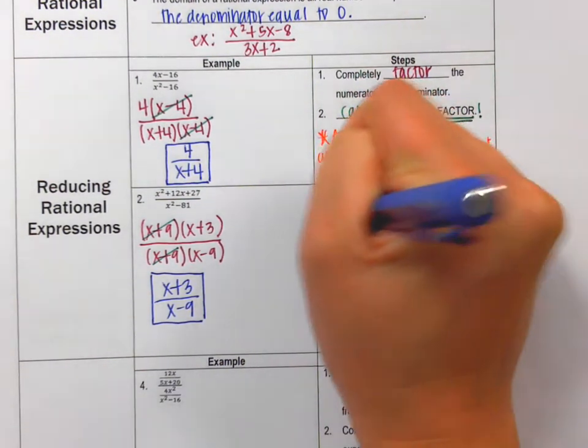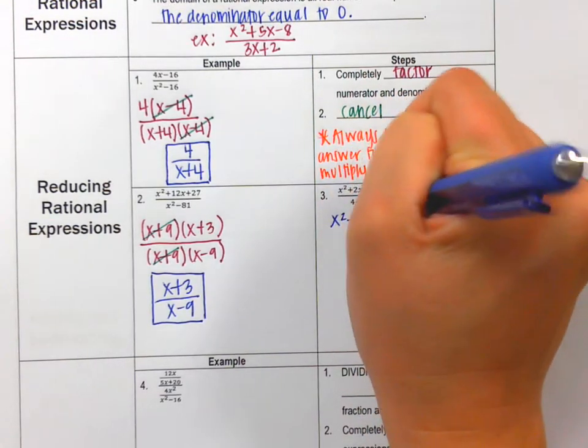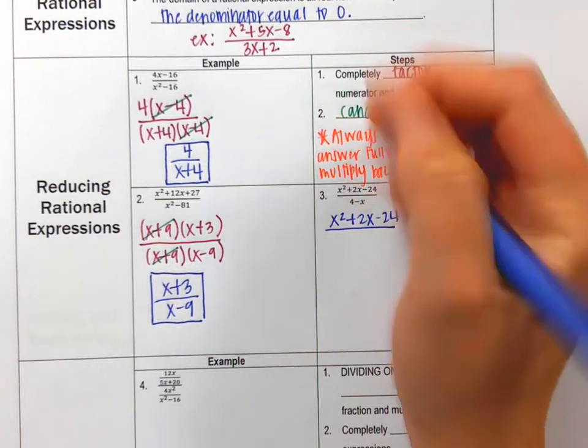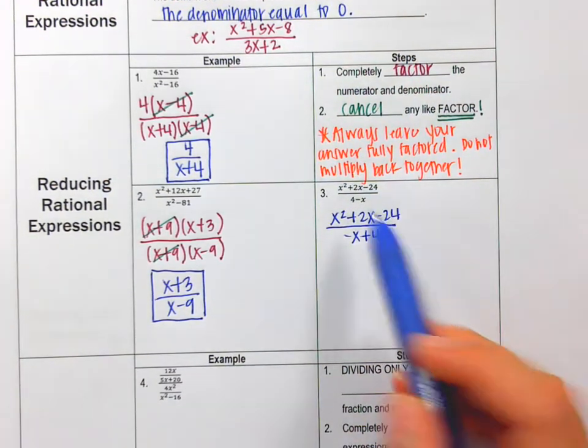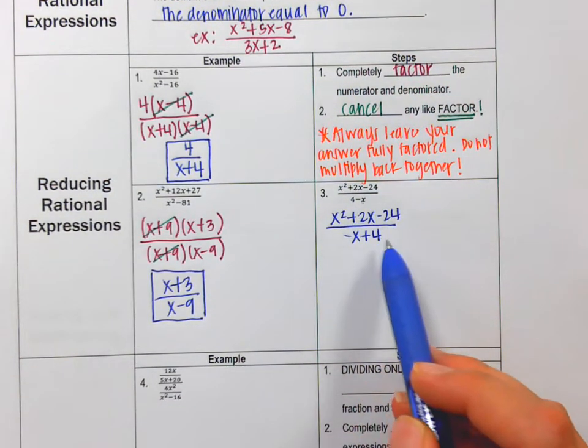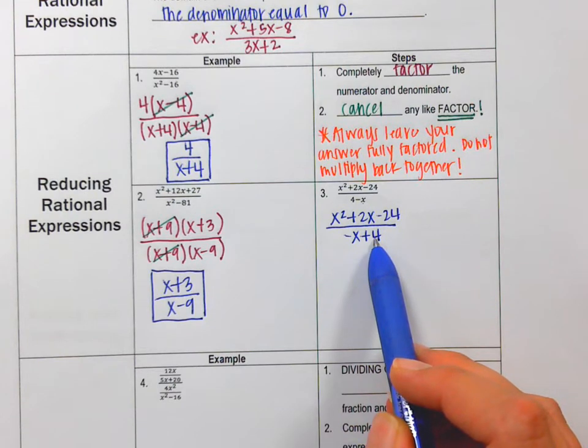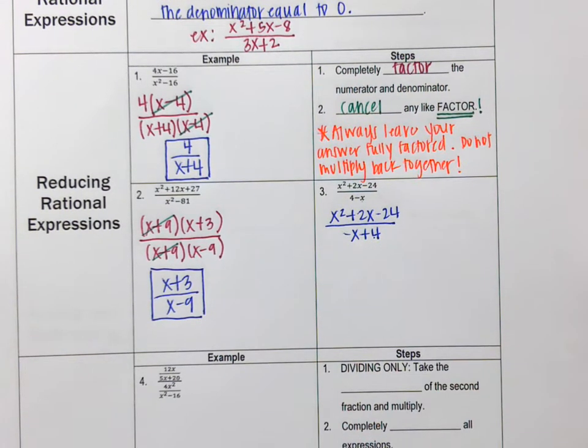So we're going to keep the top the same. But I'm just going to rewrite this so it's negative x plus 4. I didn't change anything. I just reordered it. So my variable is first and my number is second. Okay, so what I want you guys to do is factor the top on your own.